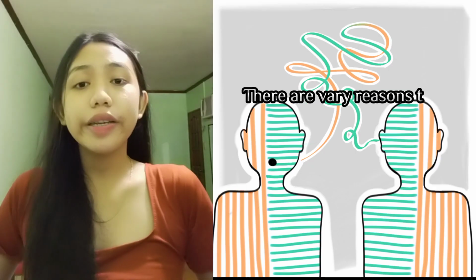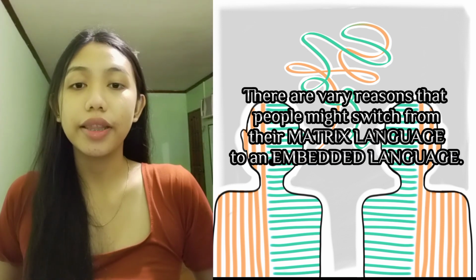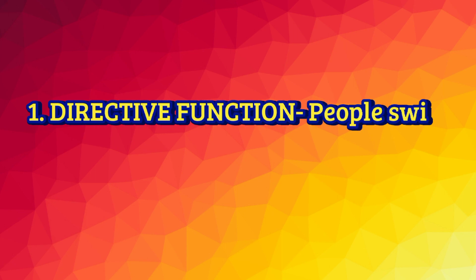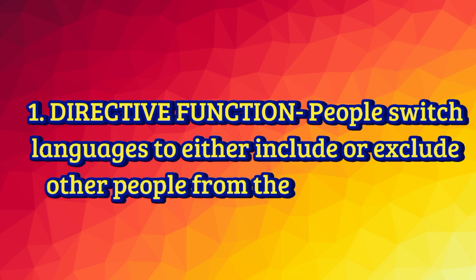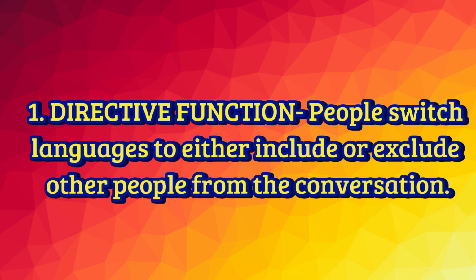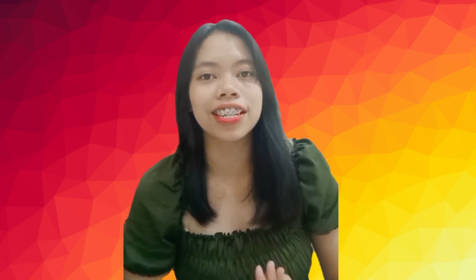There are various reasons that people might switch from their matrix language to an embedded language. Number 1. Directive function. People switch languages to either include or exclude other people from the conversation. Maybe you want to tell secrets, so you switch to a language that people around you don't understand. Or perhaps you want to end a private conversation and re-engage with people around you, so you switch to a language that they do understand.